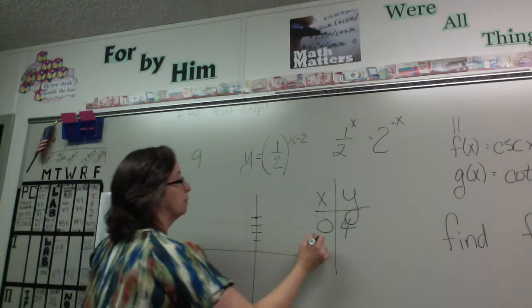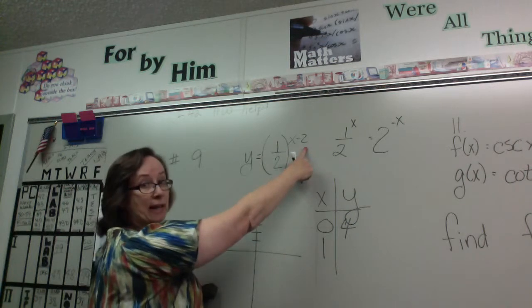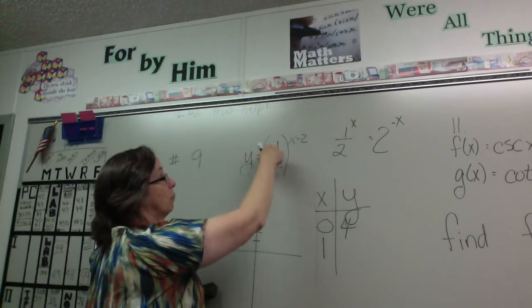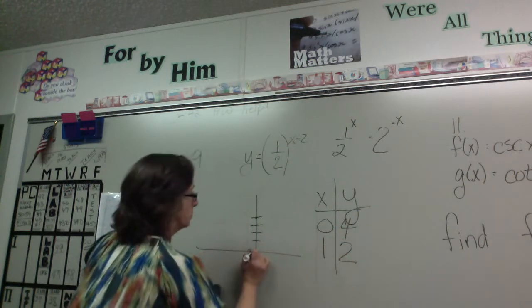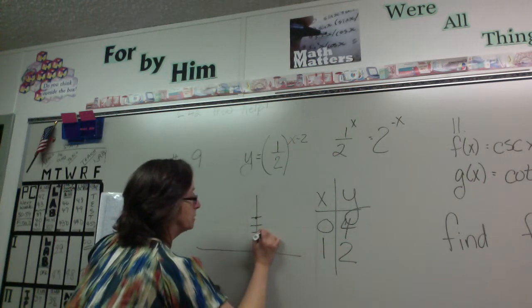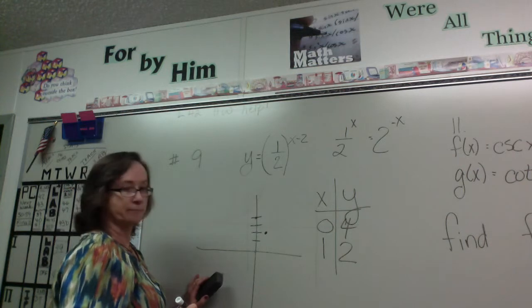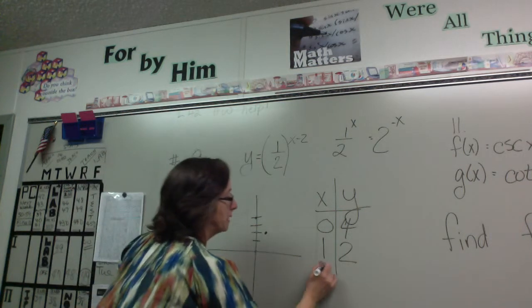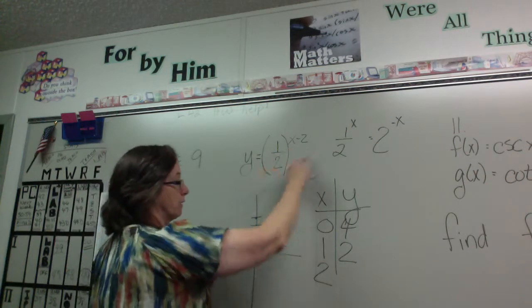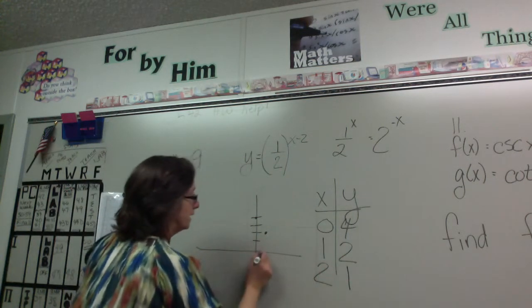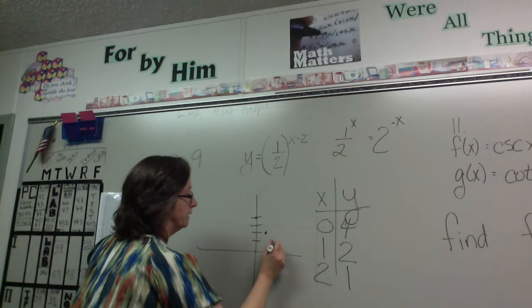Okay, now when I plug in a 1, this becomes a negative 1. And a 1/2 to the negative 1 is going to be a 2. So when I come over here to the 1, I go up to a 2. All right, then I plug in a 2 and this becomes a 0. So when this becomes a 0, the whole thing becomes a 1 and 2 goes up to 1.